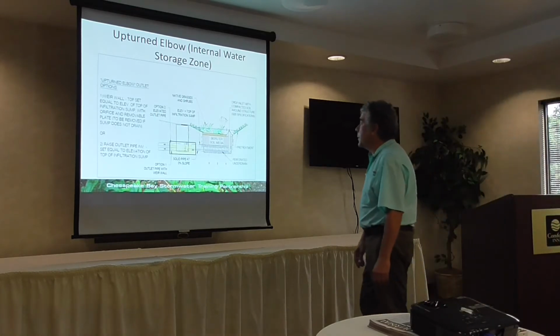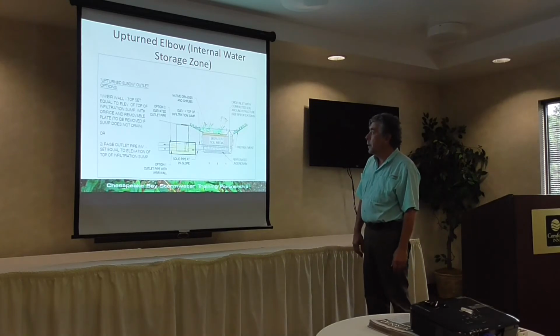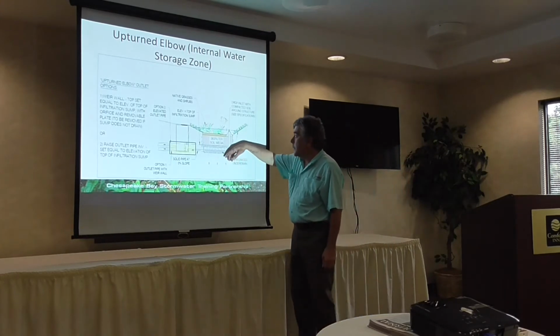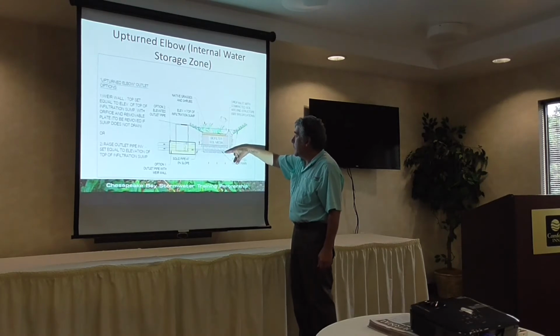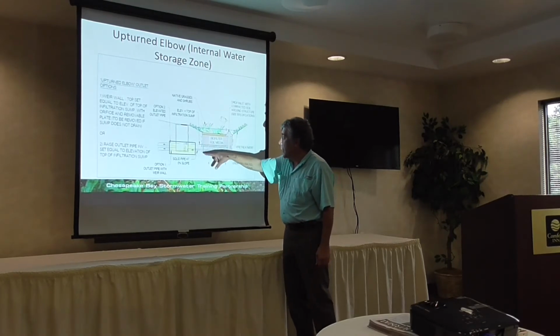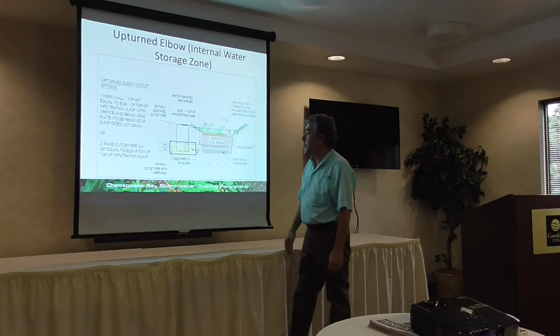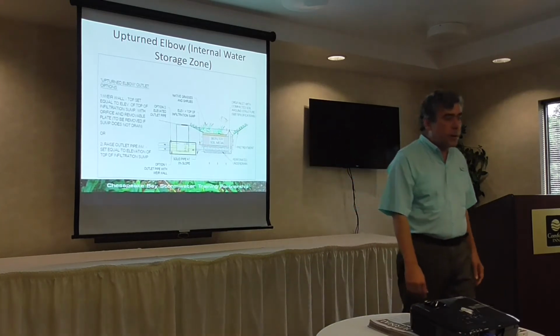Another design option is what they call the upturned elbow. And the way it works is here's a drop inlet, and then you have the sump layer there, and it creates an internal water storage zone.